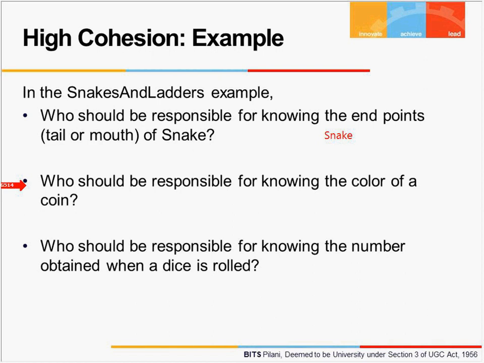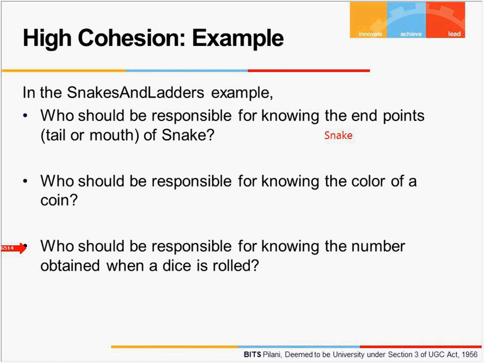This question, let me just read it. It's okay. Not important, right? So should be okay. Let's move ahead. So I think this is what everybody has got. Who should be responsible for knowing the color of the coin? We know it's the coin itself.